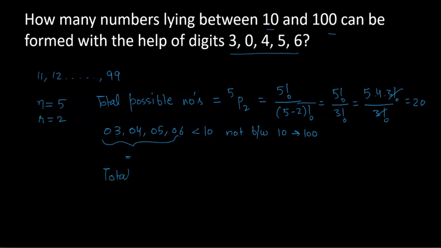So total possible numbers between 10 and 100 are given by 20 minus 4. I've removed these 4 possibilities, and that means 16.